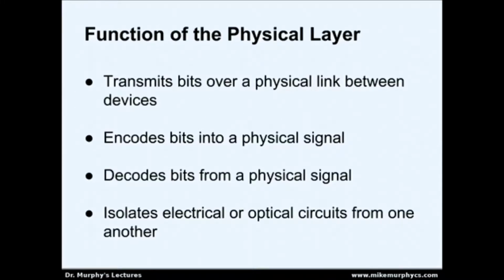It's also important for the physical layer to isolate different electrical or optical circuits from one another. In the case of an electrical circuit, such as with an Ethernet network, a malfunctioning device on one part of the network should not be able to bring the entire network down by means of a short circuit or some other type of electrical malfunction. So the physical layer also needs to perform what's called galvanic isolation, keeping different circuits isolated from each other.